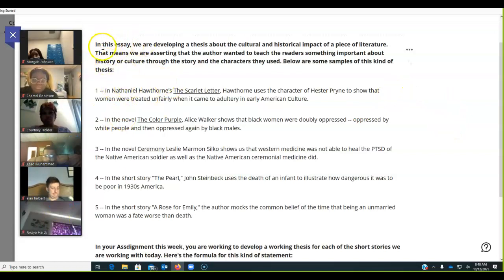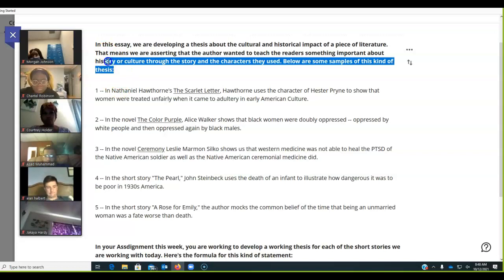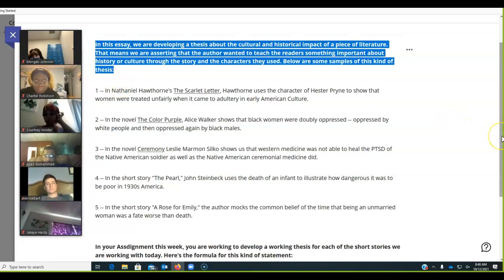Let's have Alan. Can you read this to me, this little preface? This essay, we are developing a thesis about the cultural and historical impact of a piece of literature. This means we are asserting that the author wanted to teach the reader something important about history or culture through the story and the characters they used. Below are some samples of this kind of thesis.